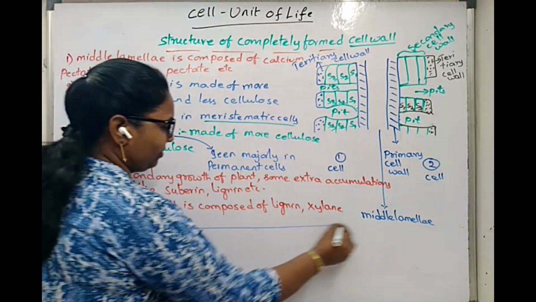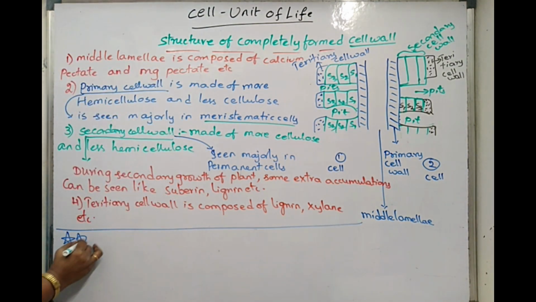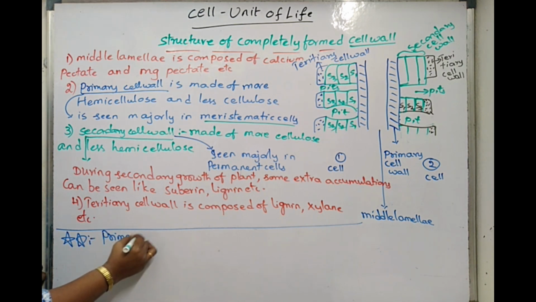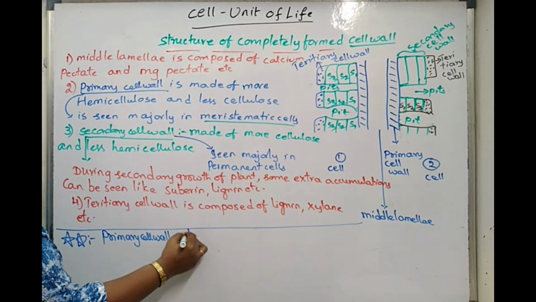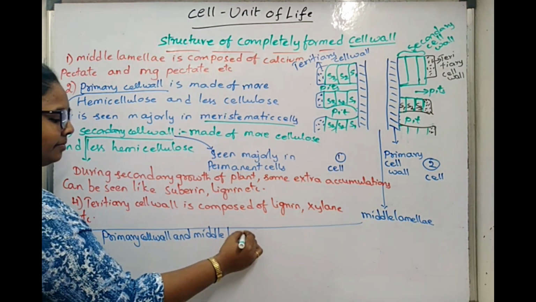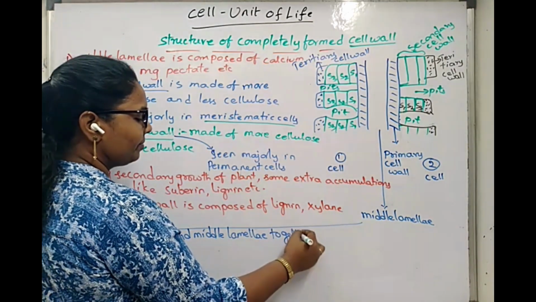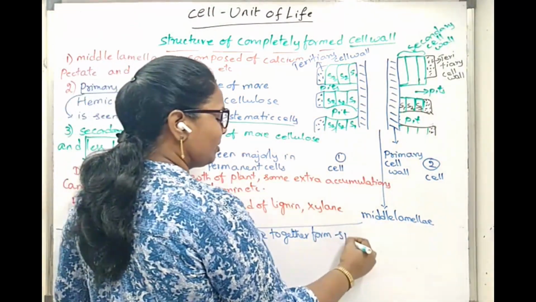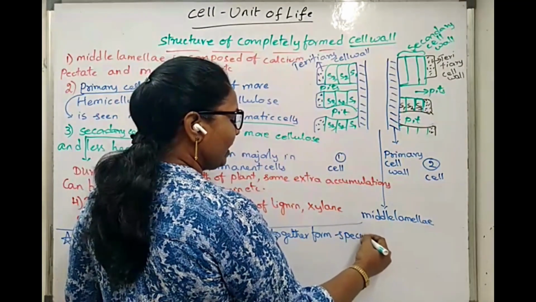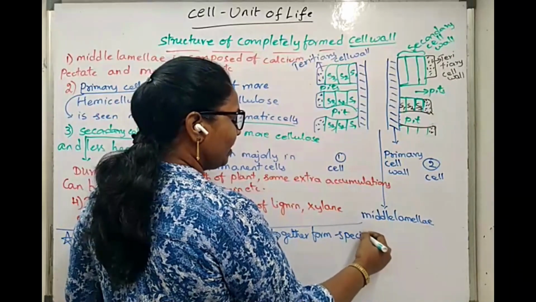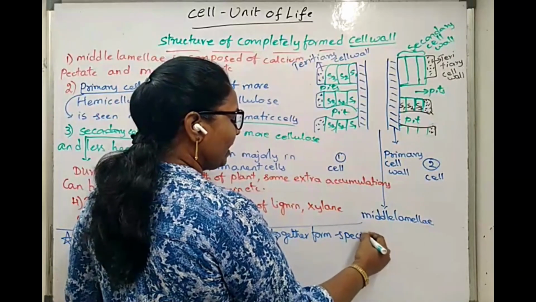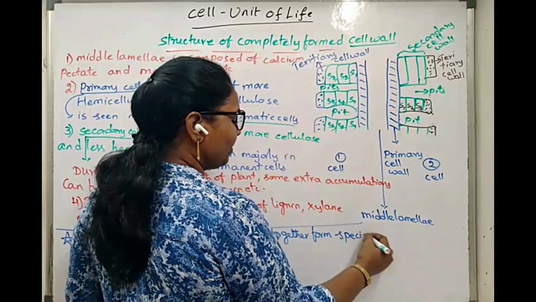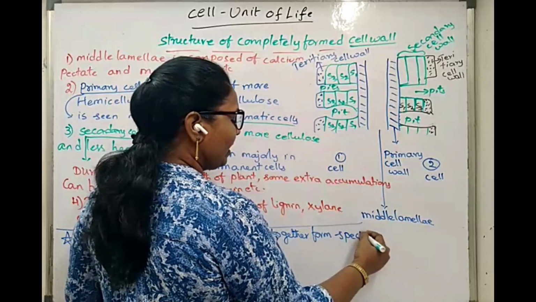Now, the primary cell wall and the middle lamellae together form special gaps or special structures called pits. These pits are of two types. When they are like this, with a straight line, those are called simple pits. But when they are dome shaped, these are called bordered pits.